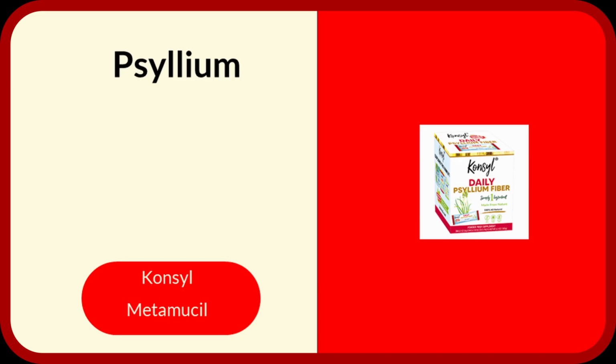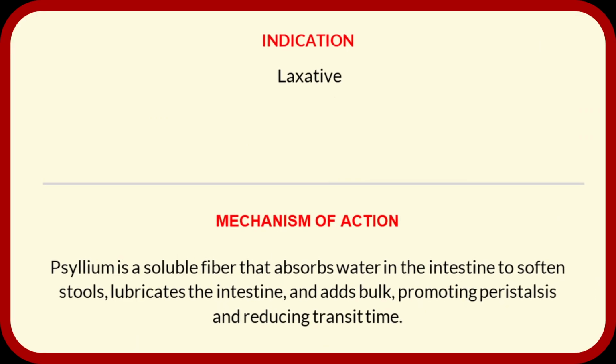Psyllium, found in brands like Konsyl or Metamucil, is used as a laxative. Psyllium is a soluble fiber that absorbs water in the intestine to soften stools, lubricates the intestine, and adds bulk, promoting peristalsis and reducing transit time.